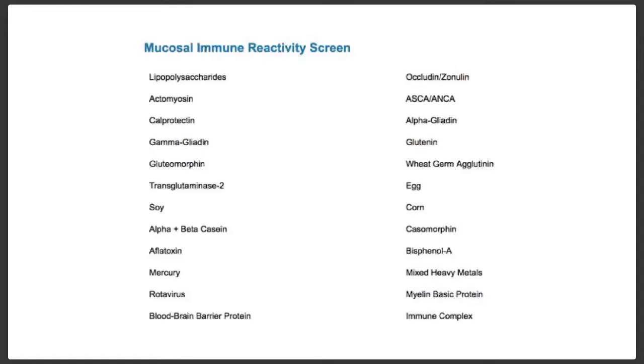That's what occludin and zonulin are. We can see whether or not you have gastrointestinal inflammation. We can see if there's any immune reactivity to the enteric nervous system. So this is a reaction between dietary proteins and infectious agents with the nervous system tissue. And we can see whether or not your blood-brain barrier is being affected. So there is some association with having neurological disorders or memory problems or neurological damage like multiple sclerosis with some of these triggers.